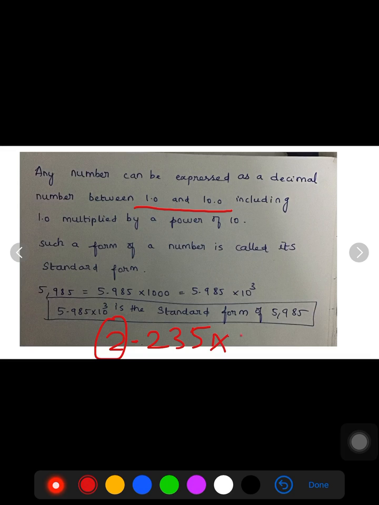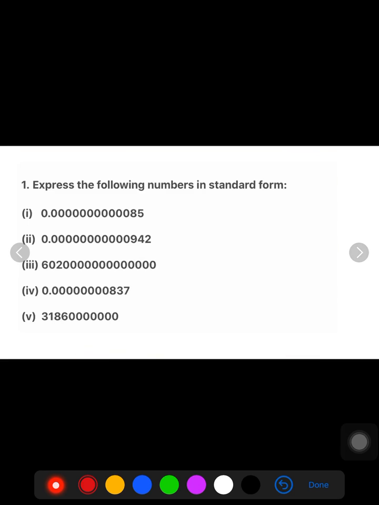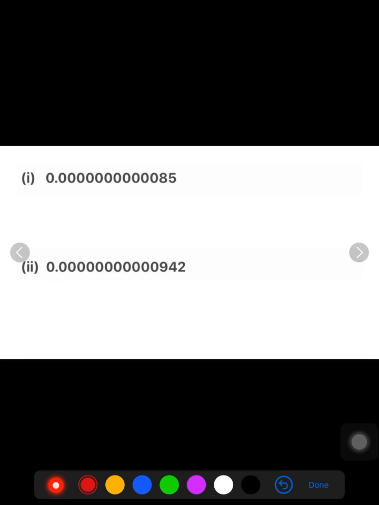But it should have only one digit in its ones place, multiplied by a power of 10. So 10 to the power of any number. Expressing a number in this form is called standard form. So it should be between 1.0 and 10.0 multiplied by a power of 10. Express the following numbers in standard form. So this is your first question.